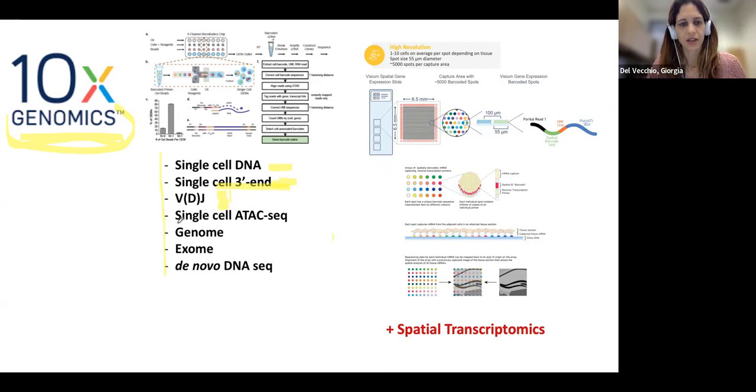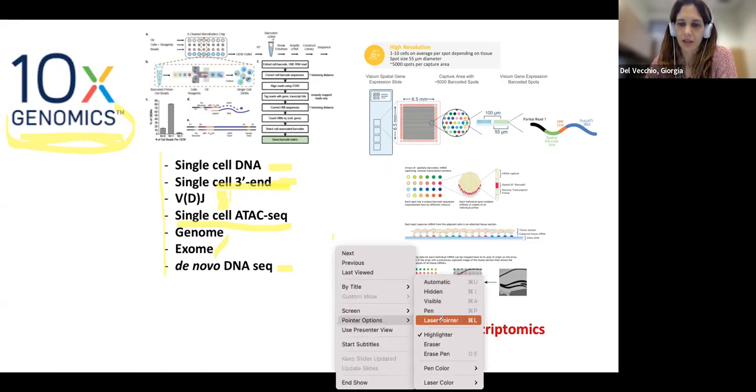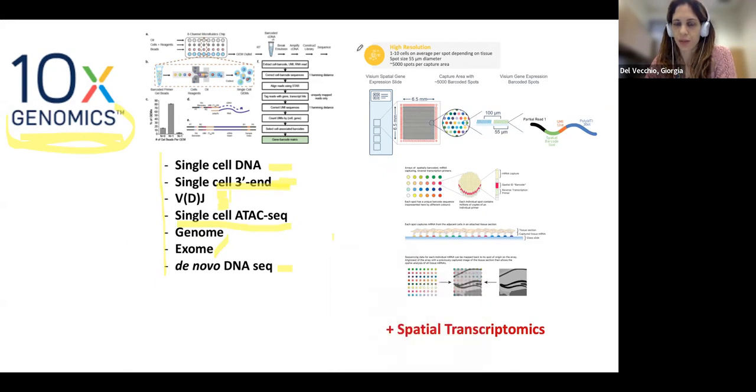And the 10x also has the single cell ATAC-seq, or genome, exome, and de novo DNA sequencing. But recently, they also started to perform this spatial transcriptomics. So here, we are not labeling one cell with one barcode.